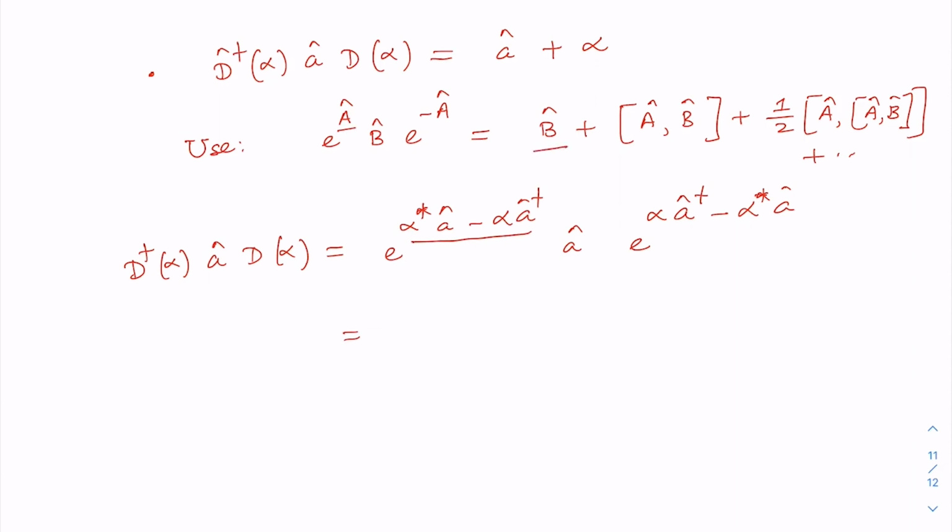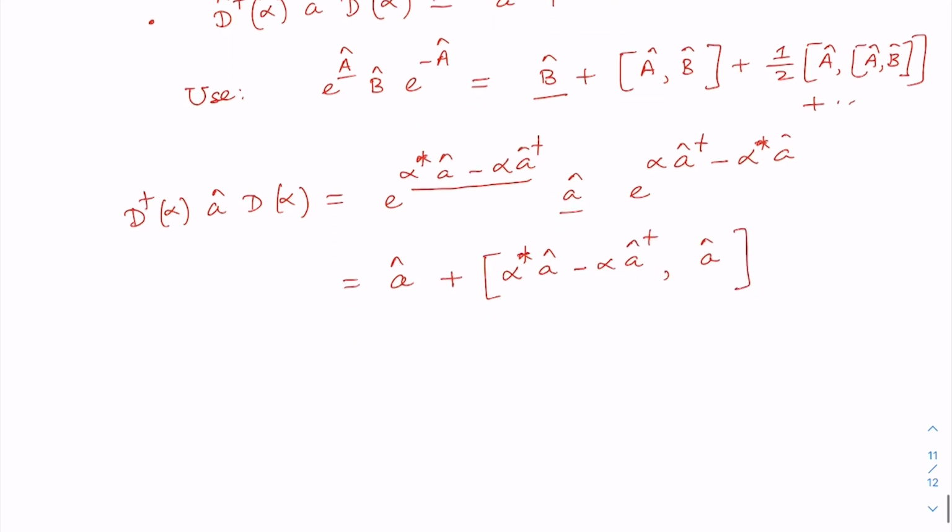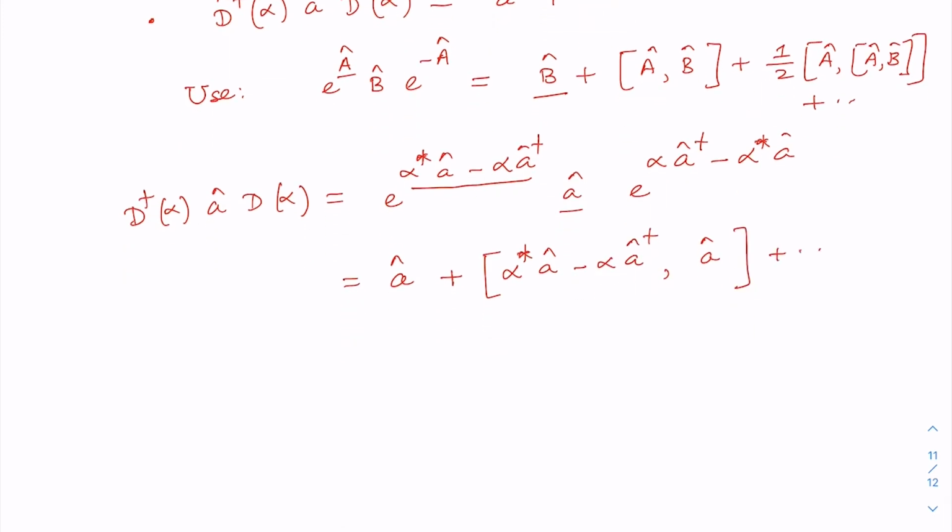So this is my B, so I have here A plus the commutation relation between capital A and capital B, so that would be alpha star A minus alpha A dagger. You will have here A, and from here you will get A plus, if you work it out, you will simply get alpha.